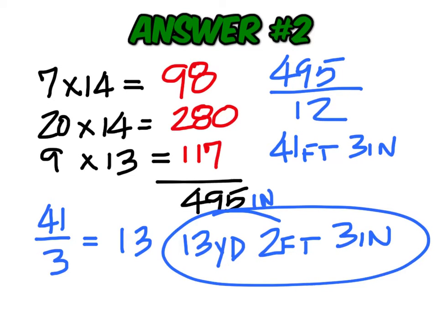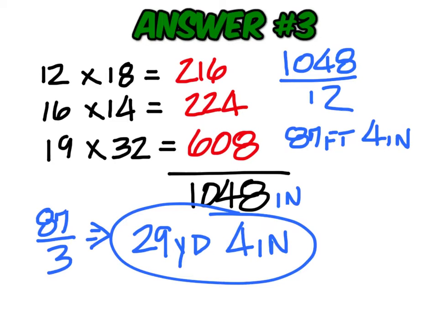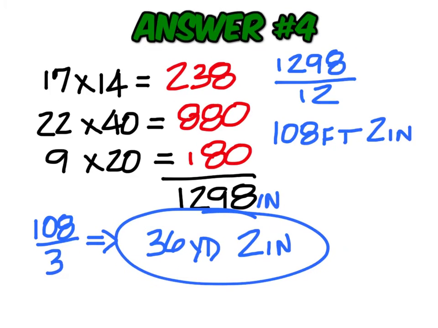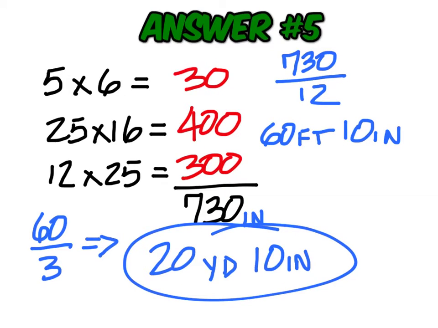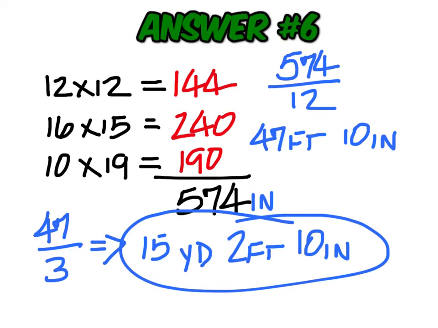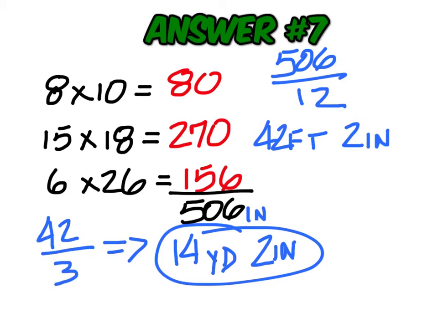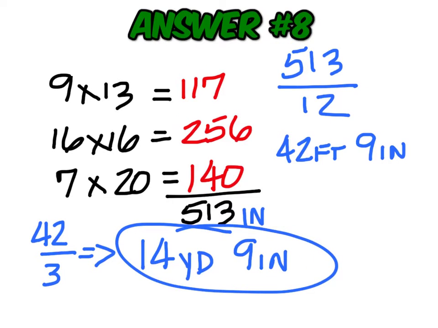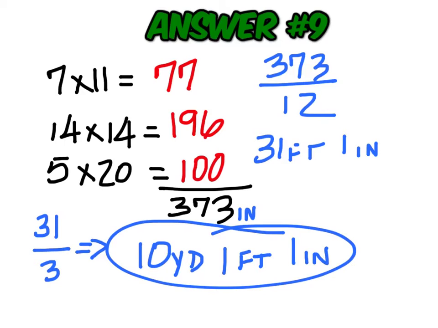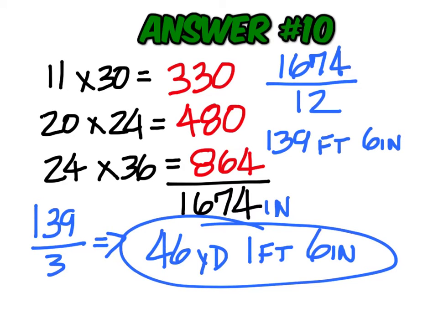Number 2 is 13 yards, 2 feet, 3 inches. 3 is 29 yards, 4 inches. 4 is 36 yards, 2 inches. 5 is 20 yards, 10 inches. 6 is 15 yards, 2 feet, 10 inches. 7 is 14 yards, 2 inches. 8 is 14 yards, 9 inches. 9 is 10 yards, 1 foot, 1 inch. And 10 is 46 yards, 1 foot, 6 inches.